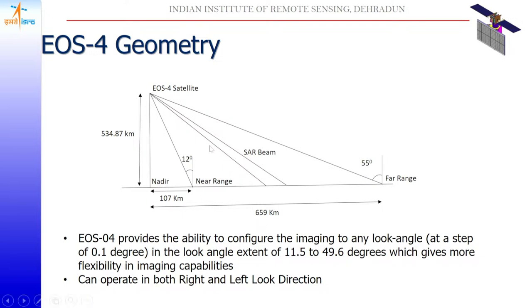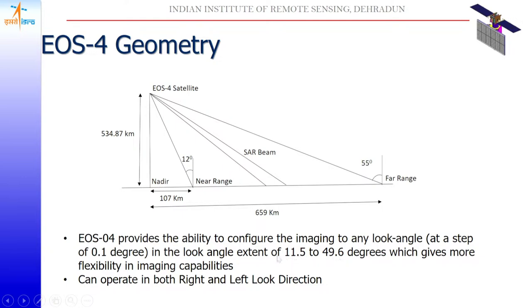It can look in either the right or left direction. This is a right look, and here is the left look. Based on the configuration, we can choose the satellite in either left look geometry or right look geometry. So it can see 659 kilometer in the right look direction or in the left look direction. It has different look angles, from 12 degrees to 49 degrees.